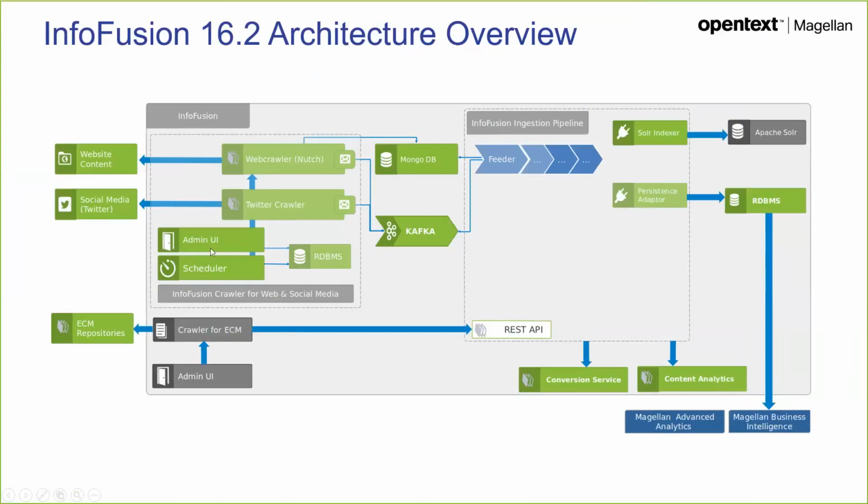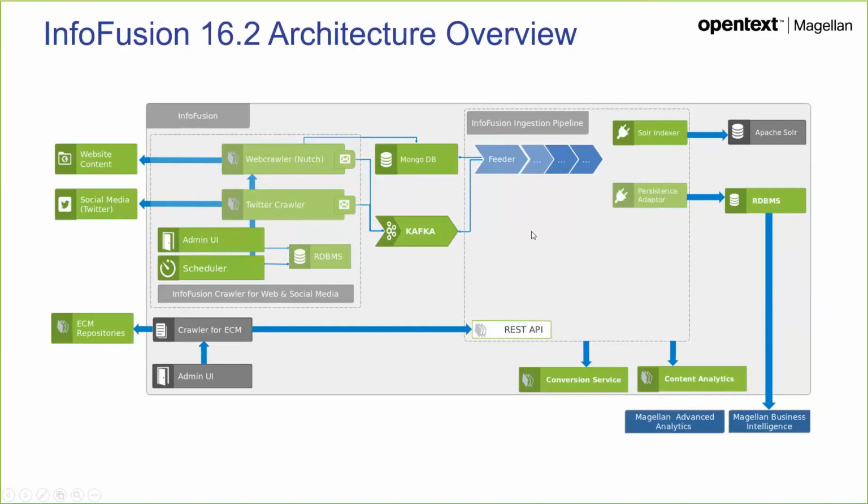So in Magellan text mining, there's a lot of different components. We actually have crawlers, and for crawlers, we have the web and social media crawler, which is based on Apache Nutch, and the Twitter crawler, the social media crawler, which is really only Twitter. So it's based on the Twitter APIs. We also have an admin UI, which we're going to talk about. And then we actually have the CM crawler on top of that.